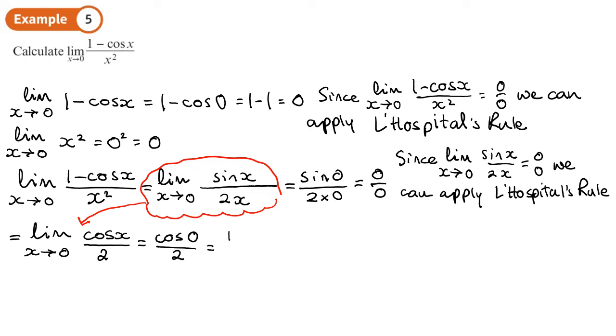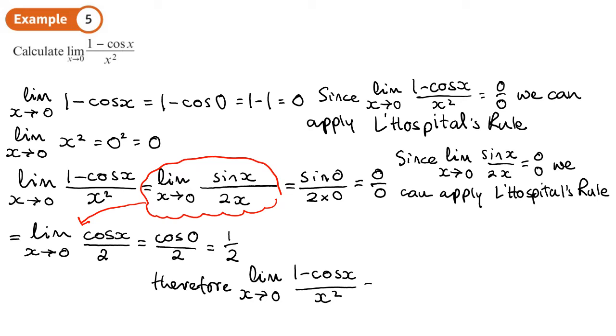Cos 0 is 1, so we end up with a half. To finish off the question, we can say, therefore, the limit as x tends to 0 of 1 minus cos x over x squared equals a half. In this example, we applied L'Hopital's rule a second time because after the first application, the function was still indeterminate, 0 over 0. Then we applied it a second time, and that allowed us to find the limit of the original question.